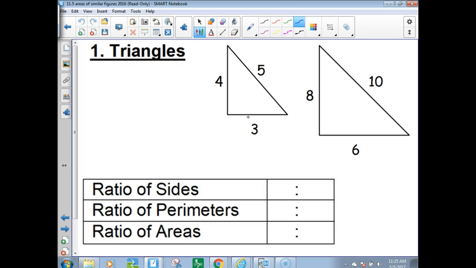All right, triangles. Ratio of the sides for this triangle. I don't care which pair of sides you use, just make sure they correspond. You can do 4 to 8, or 3 to 6, or 5 to 10. They all reduce to 1 to 2. All of those reduce to the same amount. So why bother finding their perimeters, right? 1 to 2. The areas will be in a ratio of 1 squared, which is 1, to 2 squared, which is 4. That's all we're doing for that problem.